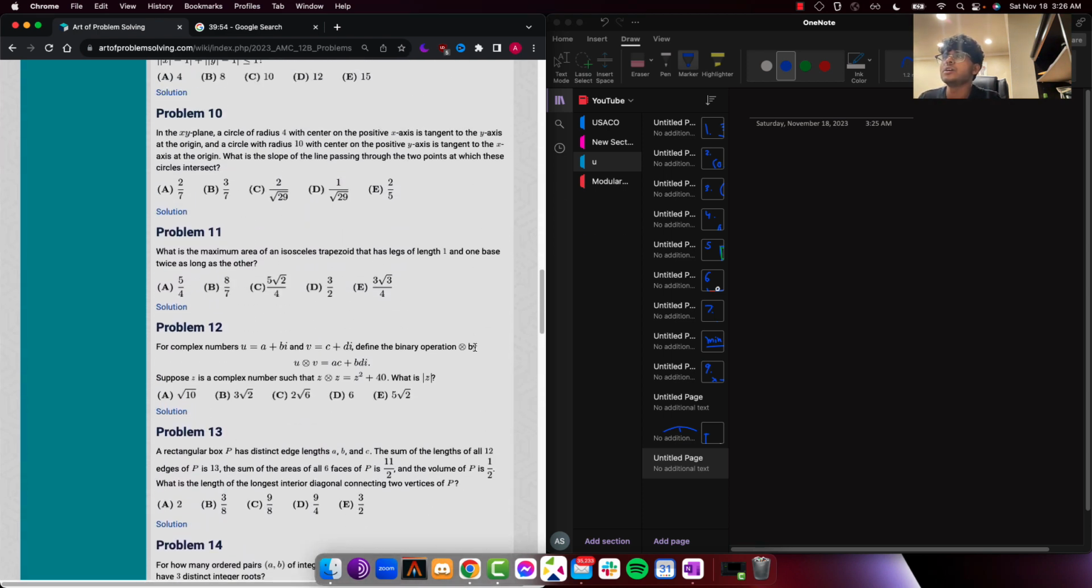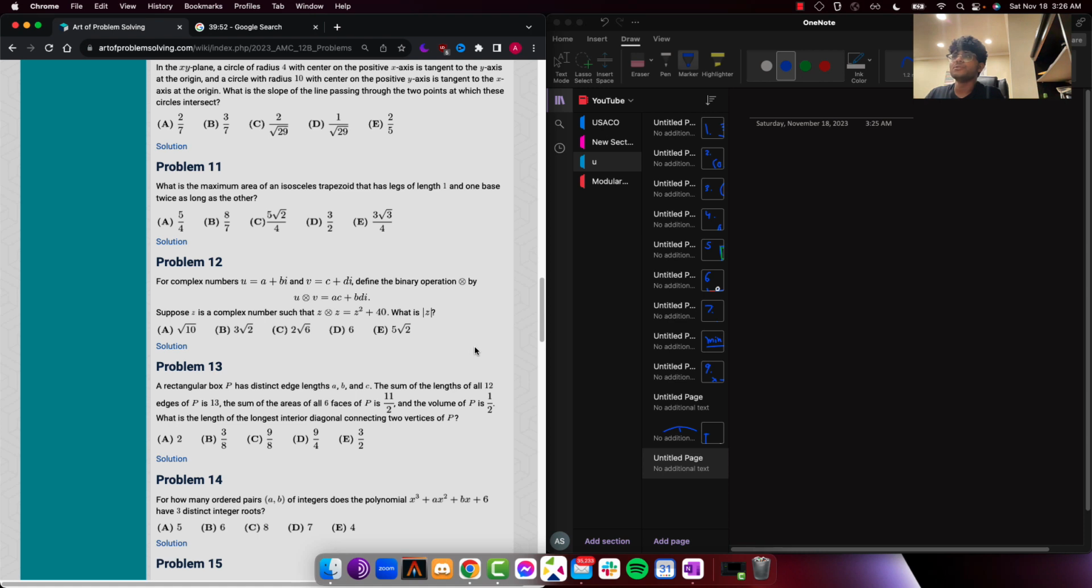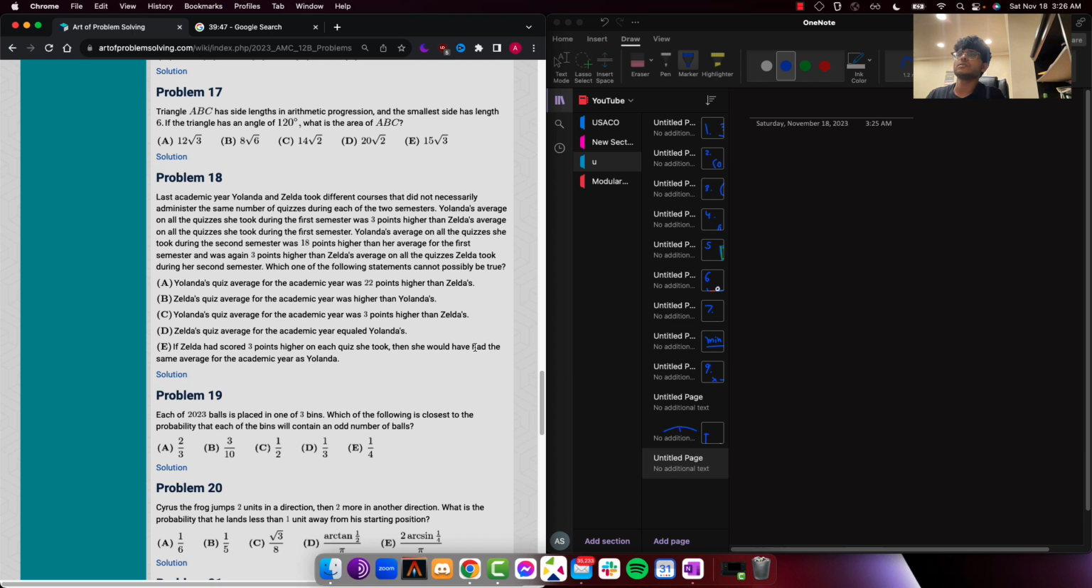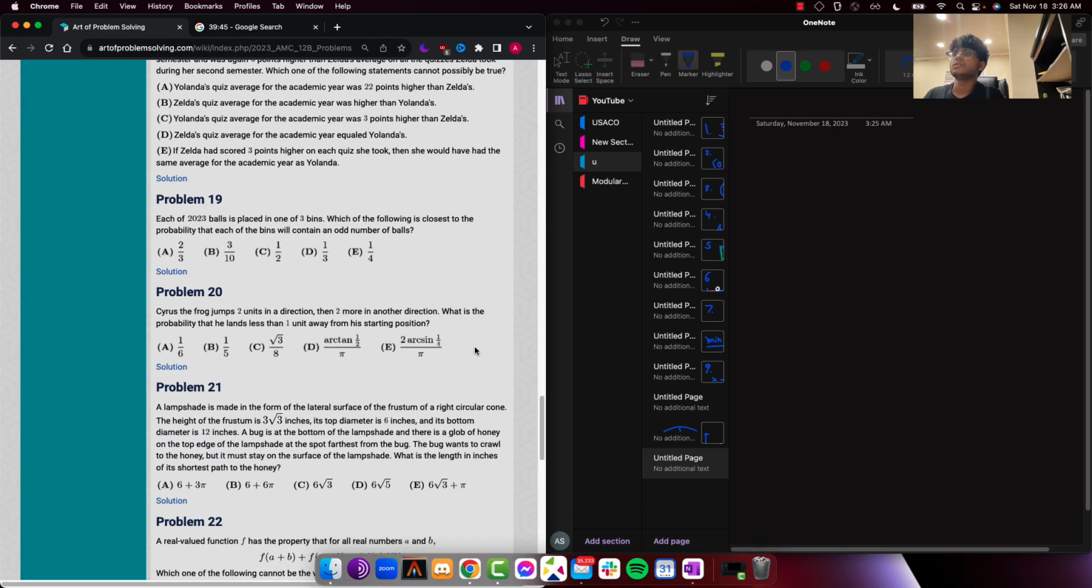So we have an isosceles trapezoid, maximum area, some binary operations. So Cyrus the frog jumps 2 units in one direction, then 2 more in another direction. What's the probability he lands less than 1 unit away from his starting position? Interesting. That's an interesting problem.